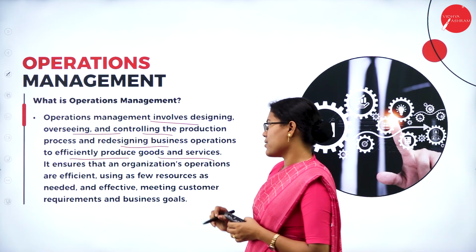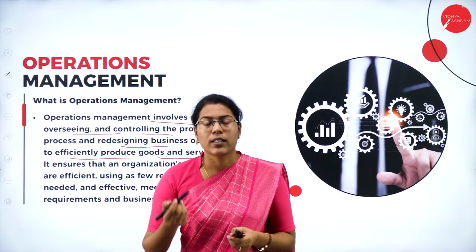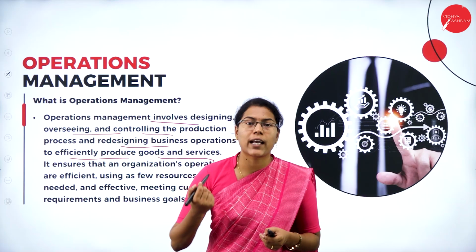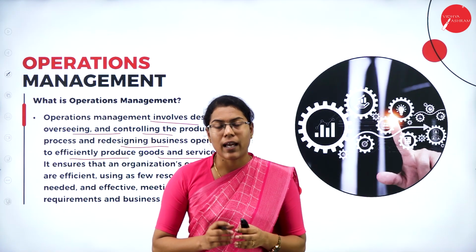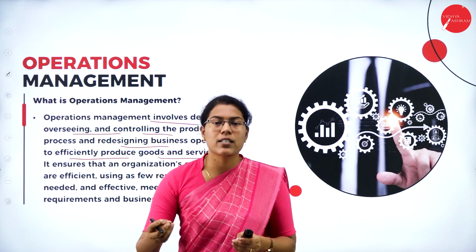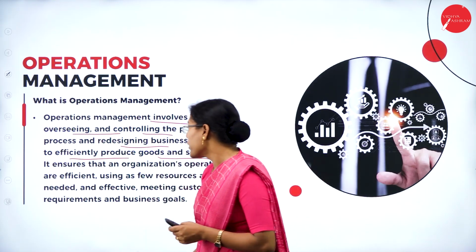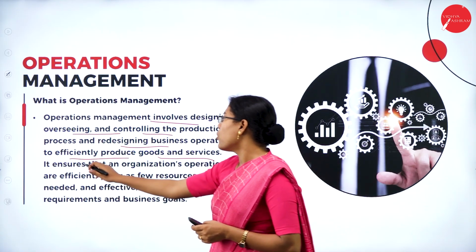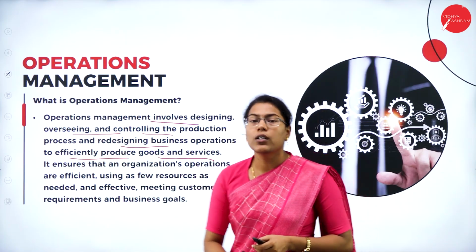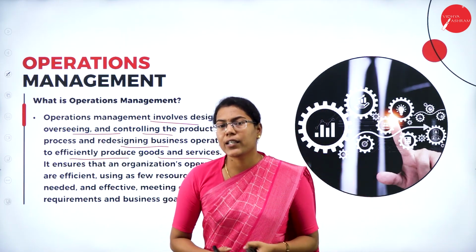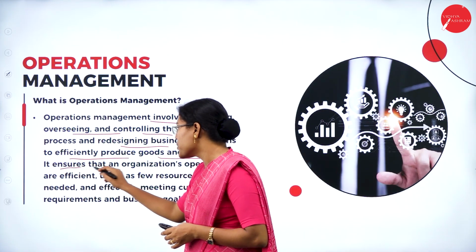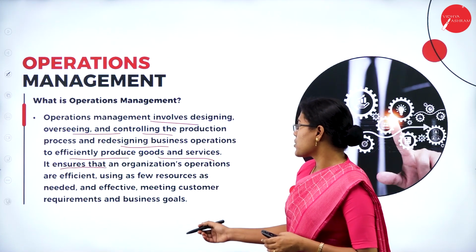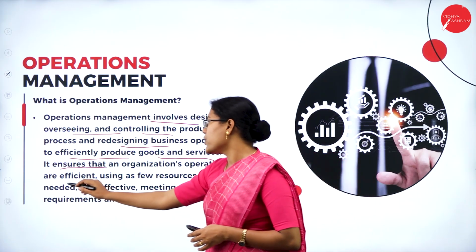and services. So wherever required, this operations management helps to manage all the production related activities and redesign or make changes wherever required in order to make the production system more efficient and also produce good quality goods and services. And operations management ensures that an organization's operations are efficient.